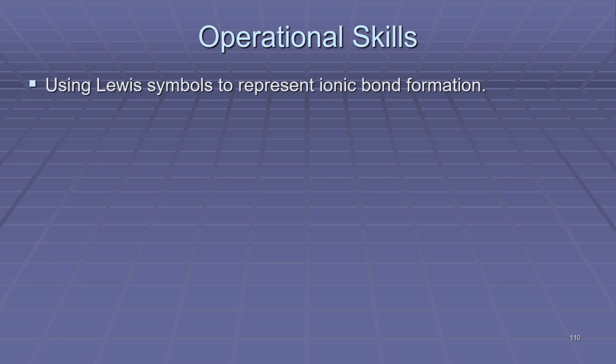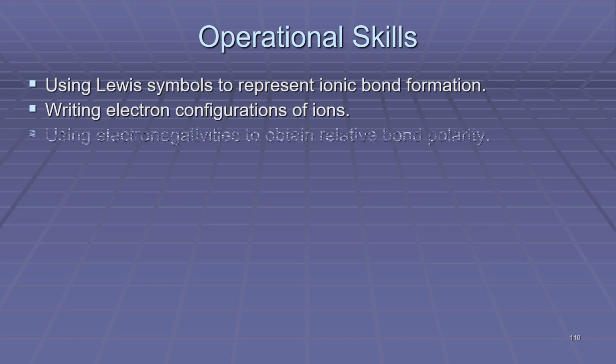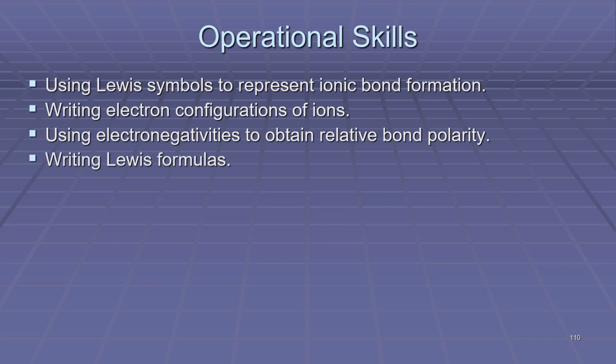So that's it for this chapter. What should you be able to do in this chapter? You should be able to use Lewis symbols to represent ionic bond formation. That was the last thing we talked about. Be able to write electron configurations of ions, which is what we just talked about. Be able to use electronegativities to decide if a bond is polar or nonpolar. Be able to write Lewis formulas and Lewis structures. Be able to write resonance structures if required.